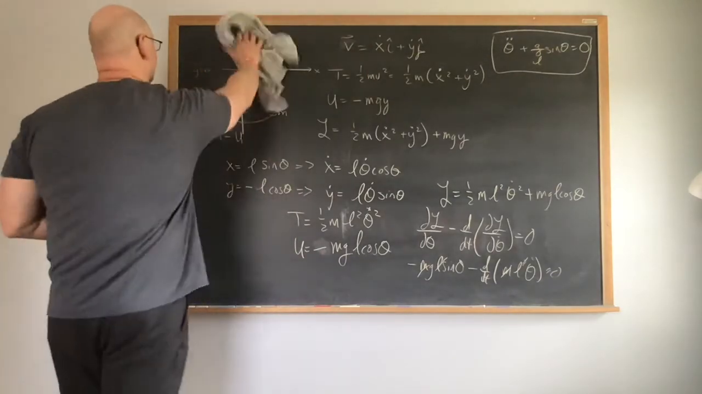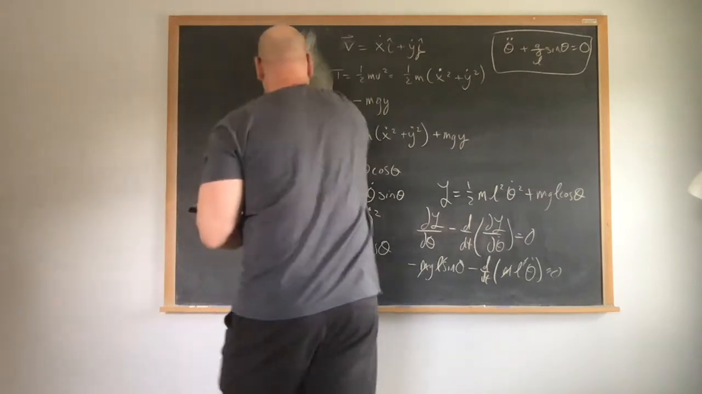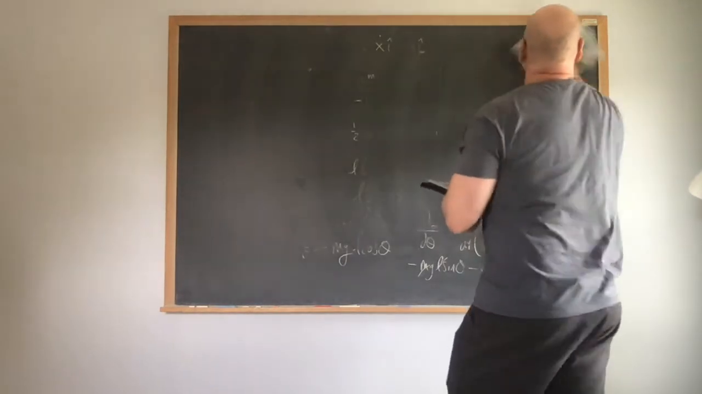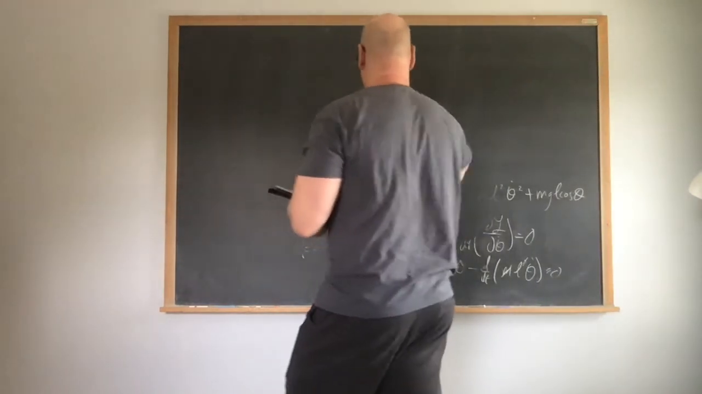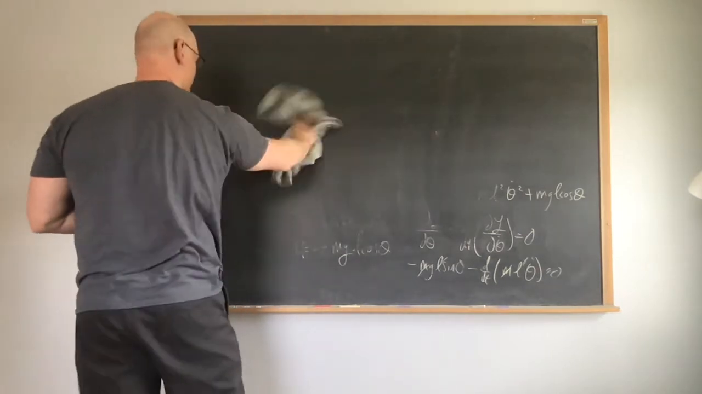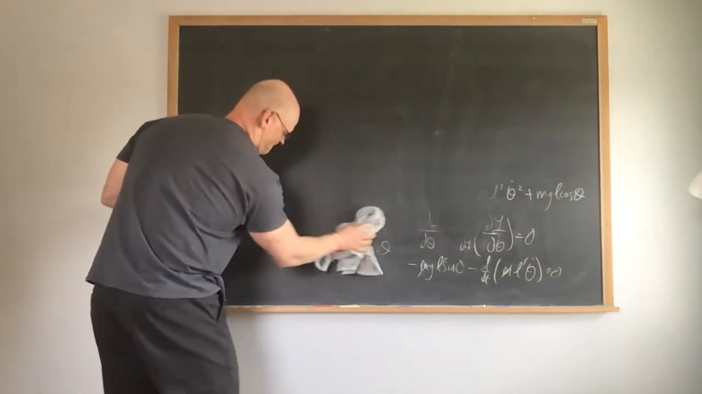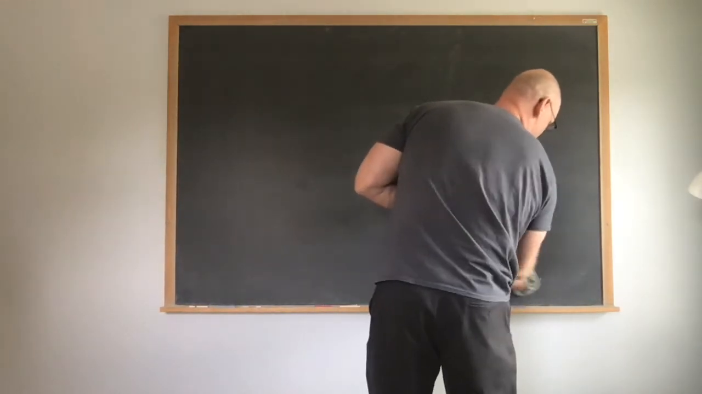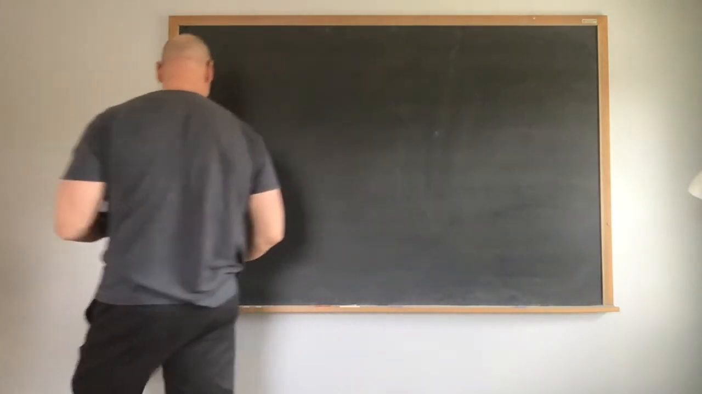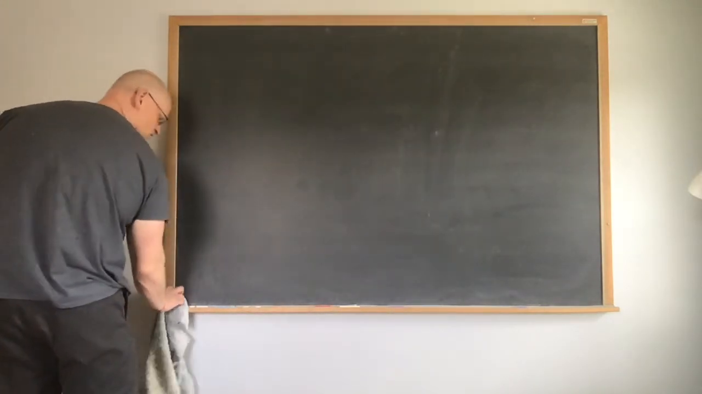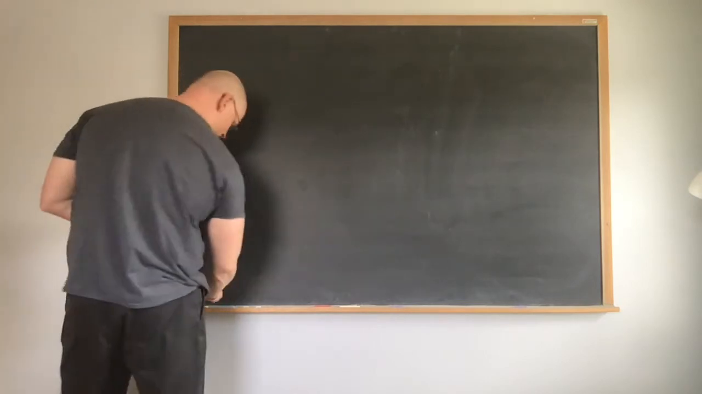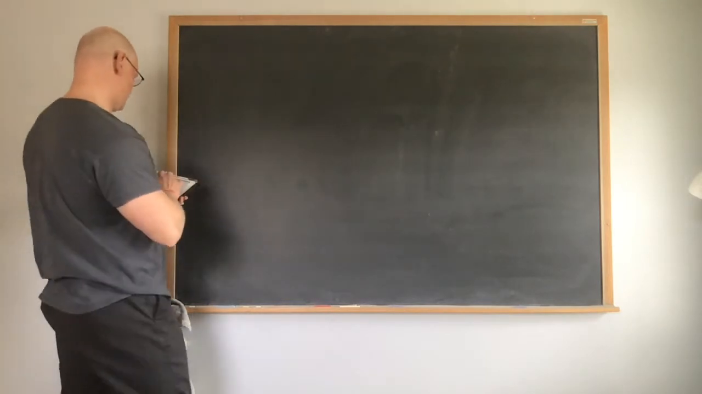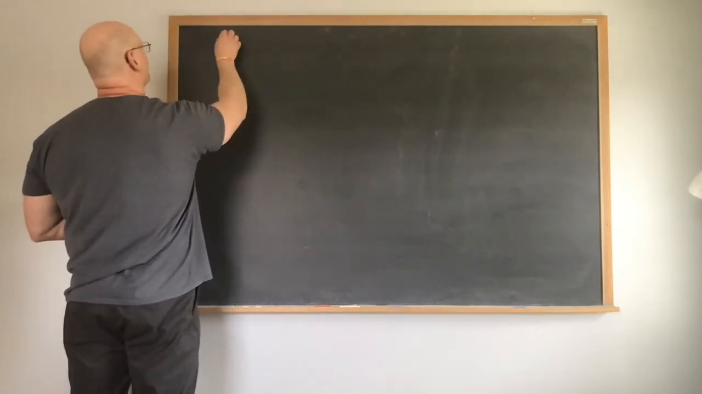The next example says that we want to consider the motion of a particle moving only under the influence of gravity in a 2-dimensional space. So basically projectile motion. And we want to do this in Cartesian coordinates as well as plane polar coordinates, just to contrast the two and see which one would be easier to work with, which I'll tell you now will be Cartesian coordinates.